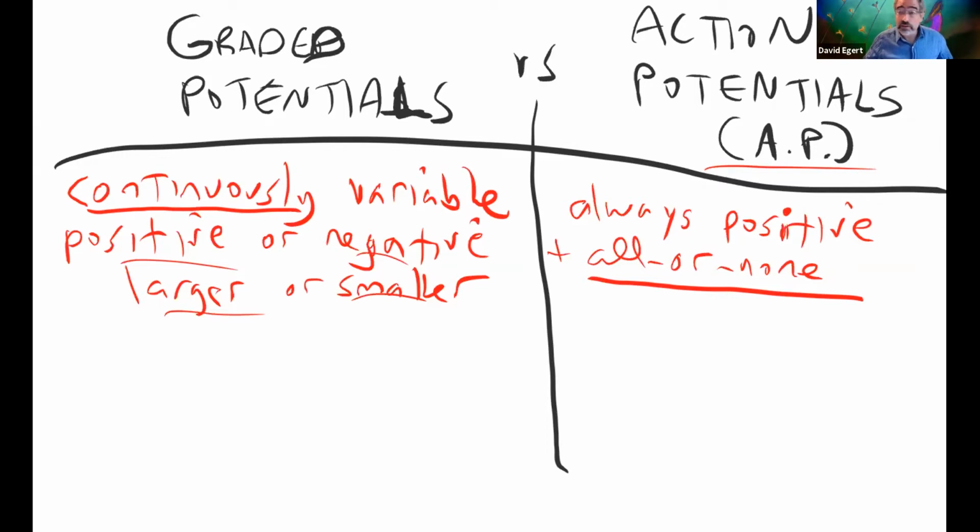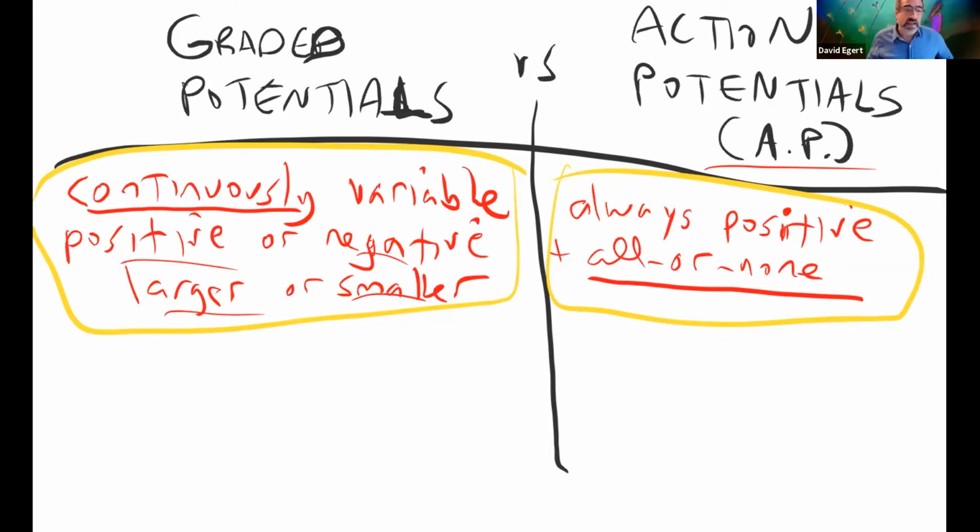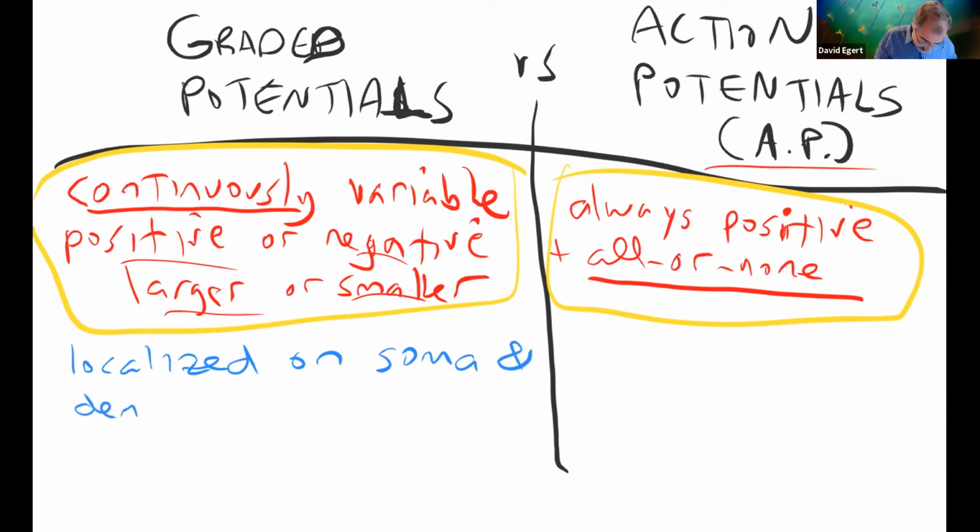So those are a couple of the big differences. Always positive and all or none, versus graded potentials, which can be larger or smaller, and can be positive or negative. Other differences are where we find these. Graded potentials tend to be on the soma and the dendrites. So these are localized on the soma and dendrites of the neuron. Whereas the action potentials run along the axon.